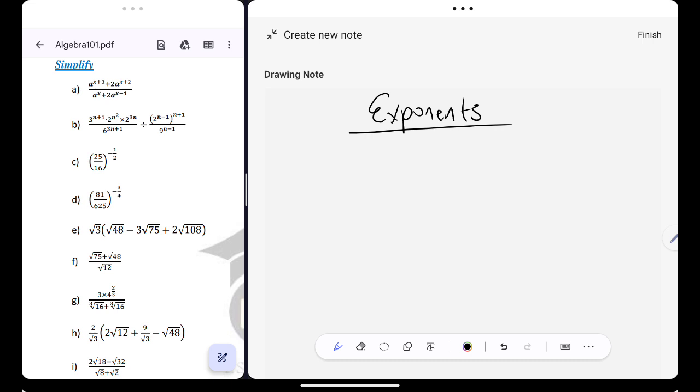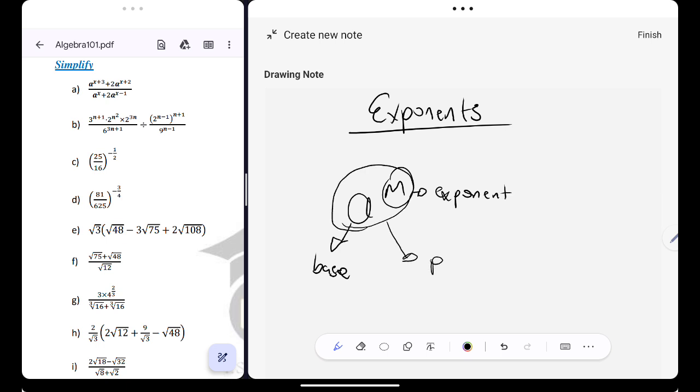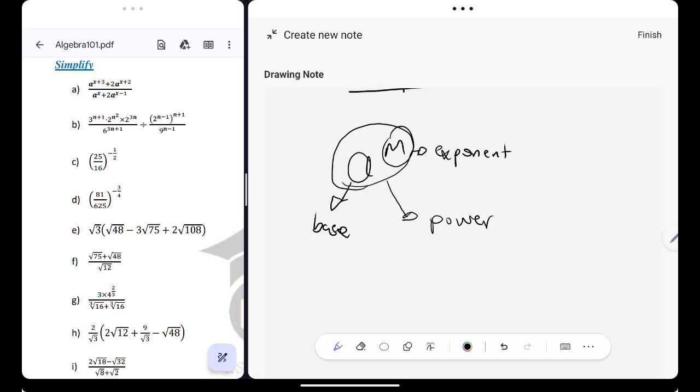Before we even check the laws of exponents, let's first define our terms. If you have something like this, please note that our a will be the base of the number. This thing will be the exponent. And when they are combined like this, it's called the power.